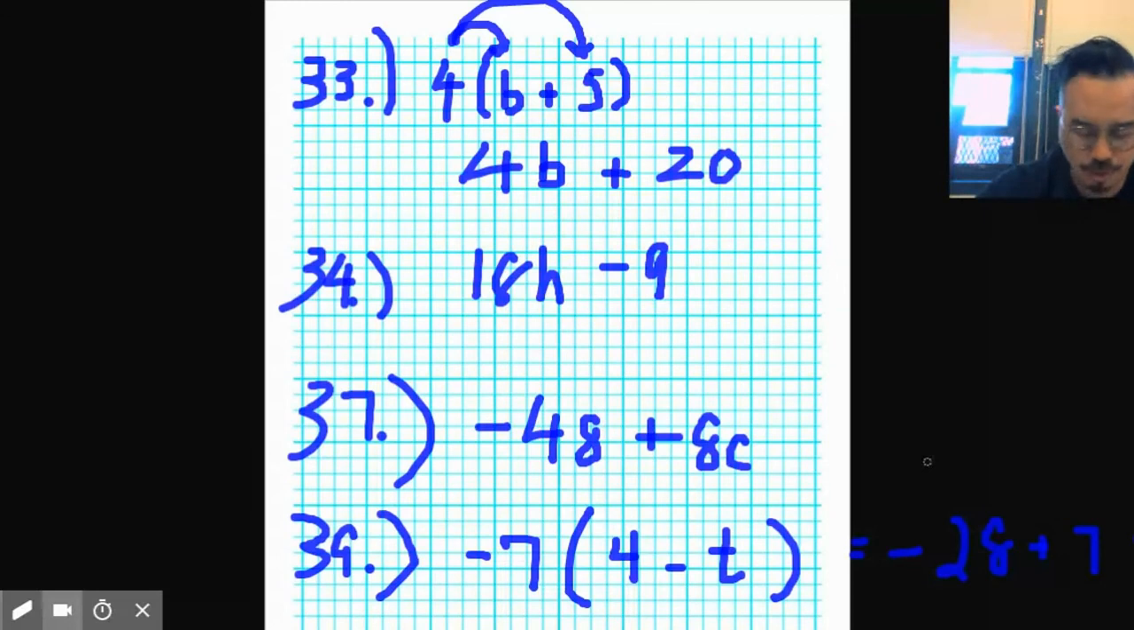The last one, 40, that's what? Yep, positive 5m minus 30.